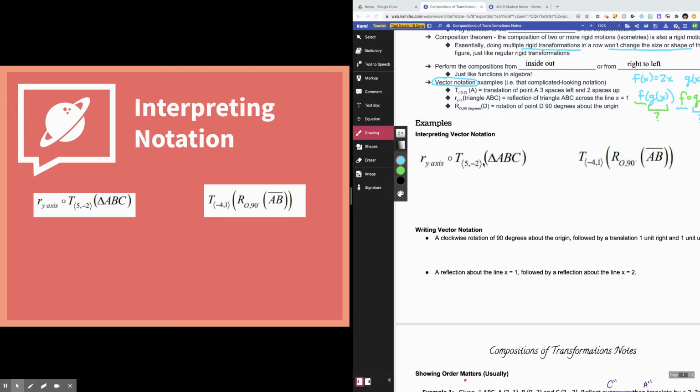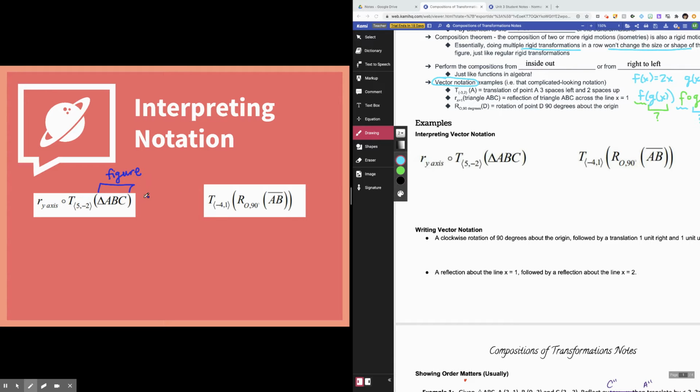Okay, so here, what you can see on the left side of your screen is just the blank vector notation. Okay, so whatever's in parentheses is the figure that you're moving.